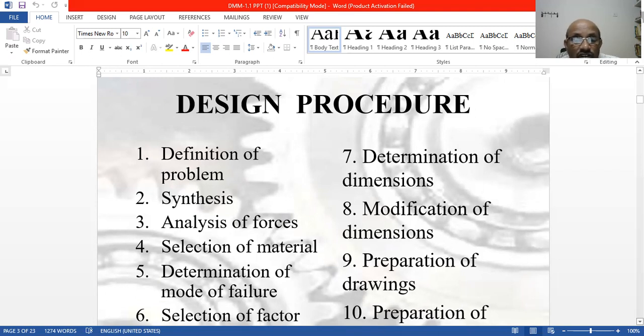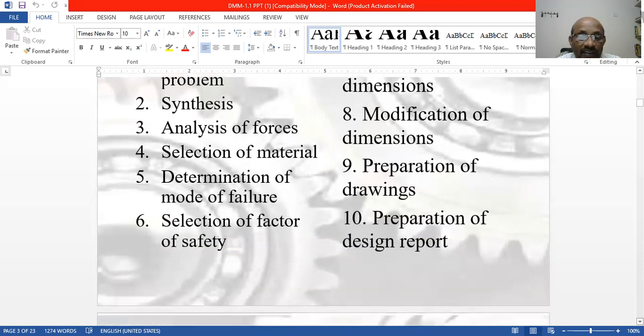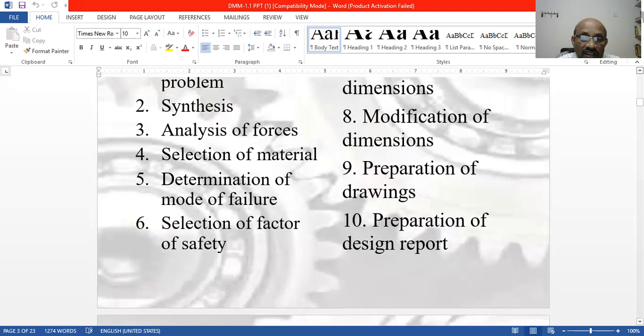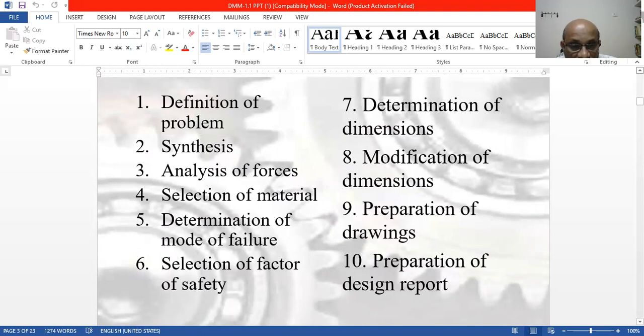And determination of where the product is going to fail. The determination of mode of failure is very important. Then determination of mode of failure and selection of factor of safety is also important. Why are we selecting a particular factor of safety? Whether the product is safe or not, that we have to decide.